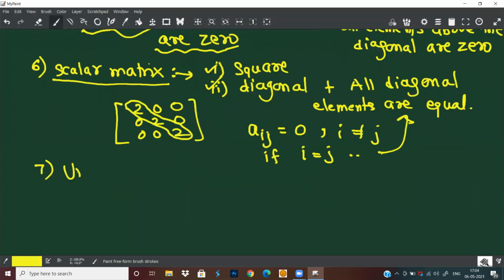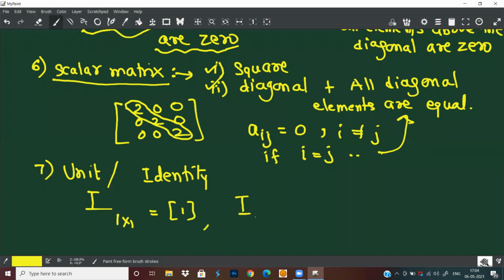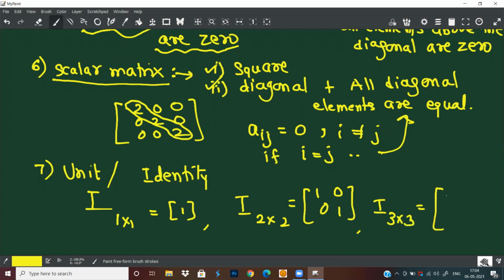unit matrix or identity matrix. It is denoted by I. जो algebra में 1 काम करता है वो यहाँ unit matrix करता है. अभी यहाँ I of order 1 by 1 कैसे लिखना है? ऐसे. Unit matrix of order 2 by 2 कैसे लिखना है? 1 0 0 1. I of order 3 by 3 कैसे लिखना है? 1 0 0 0 1 0 0 0 1.